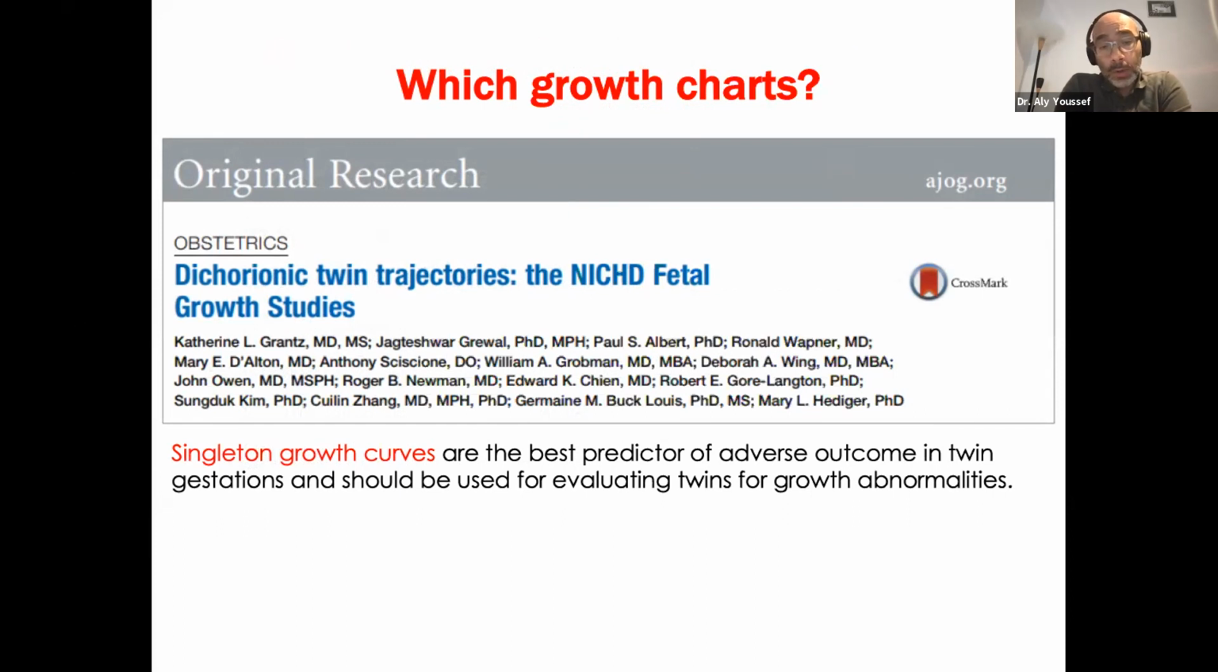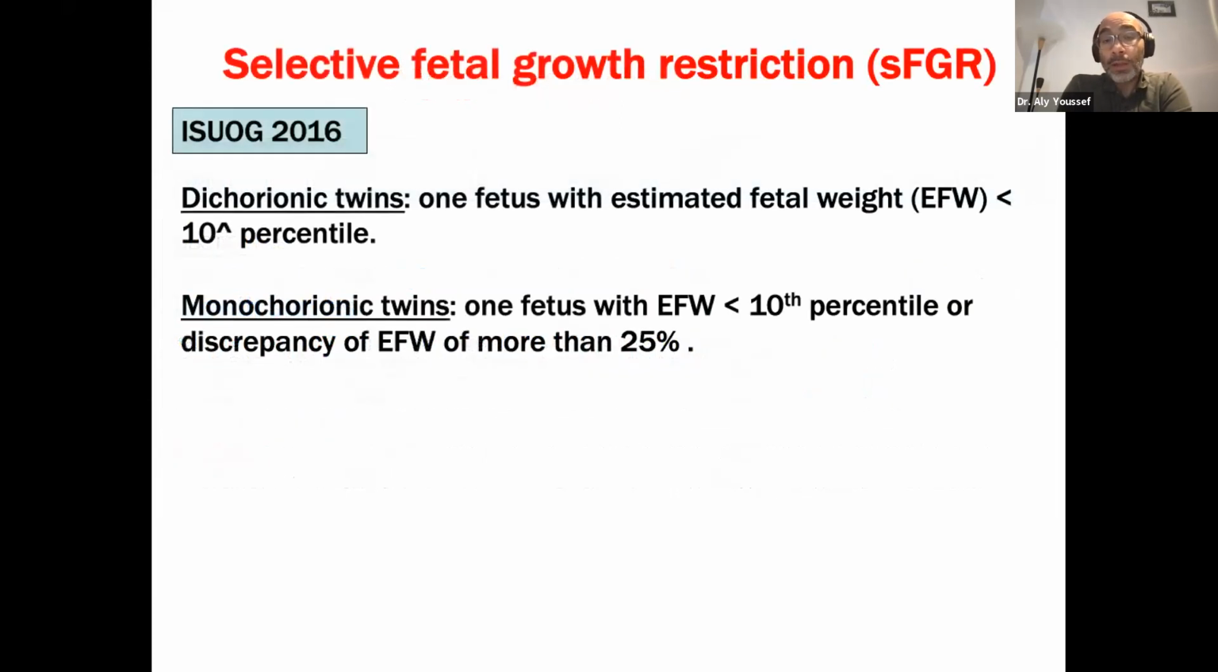Most experts advocate that using the singleton growth curves is more appropriate, because twin pregnancies in the third trimester are often growth restricted. So by using the twin pregnancy charts, we may be considerably underestimating the problem of fetal growth restriction in twin pregnancy in the third trimester. So we use the singleton growth curve, and most centers worldwide do use the singleton charts to define the growth of twin pregnancies.